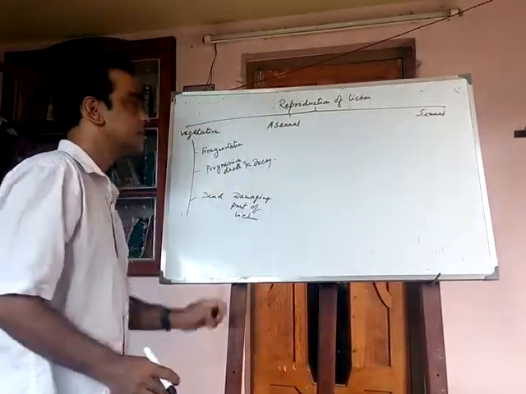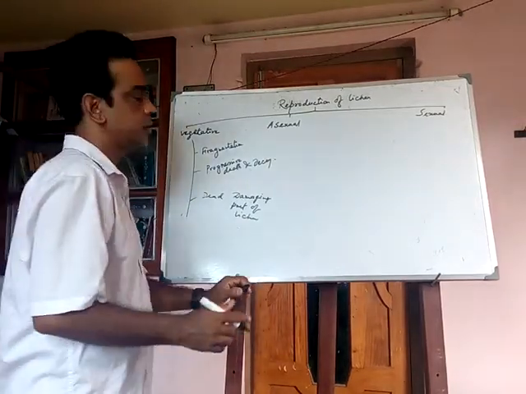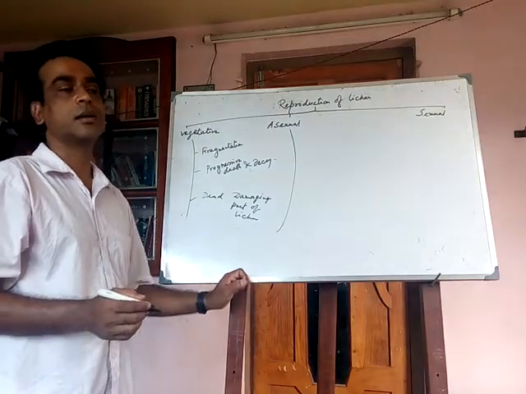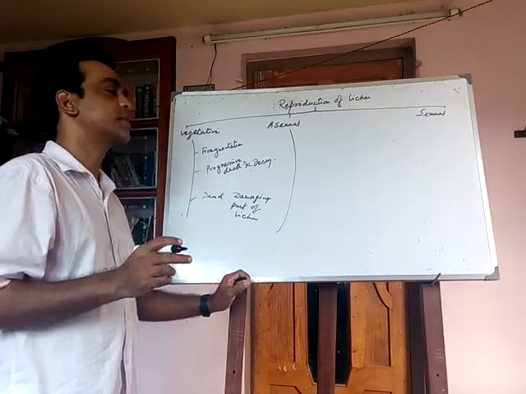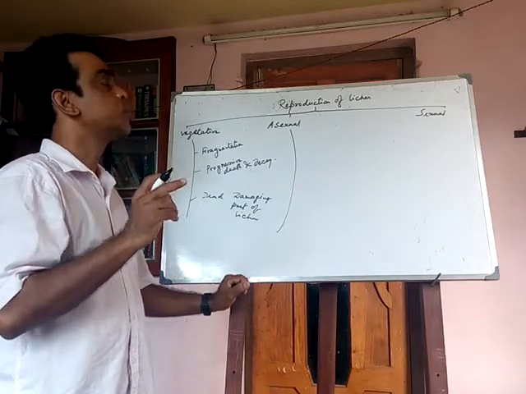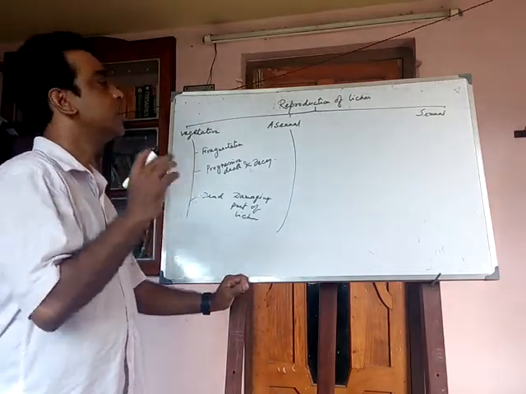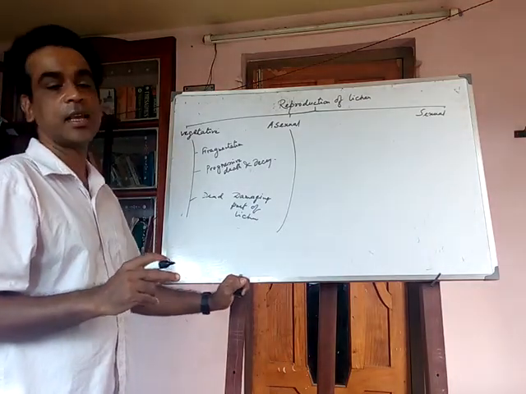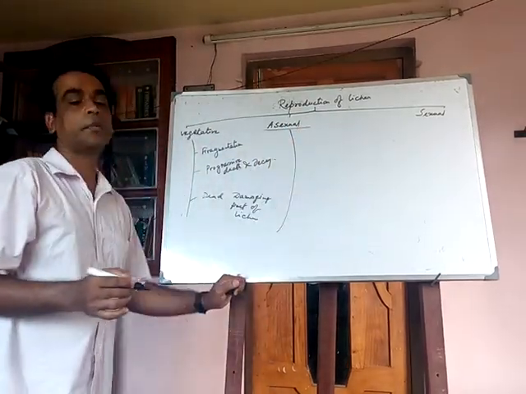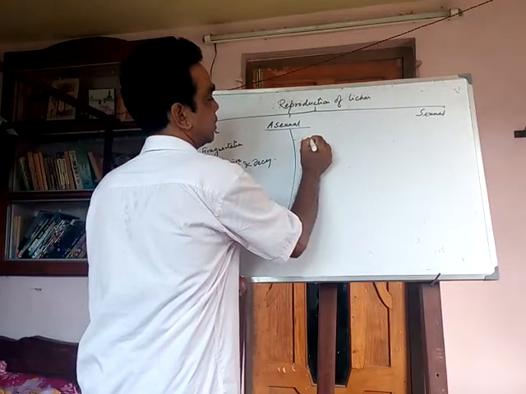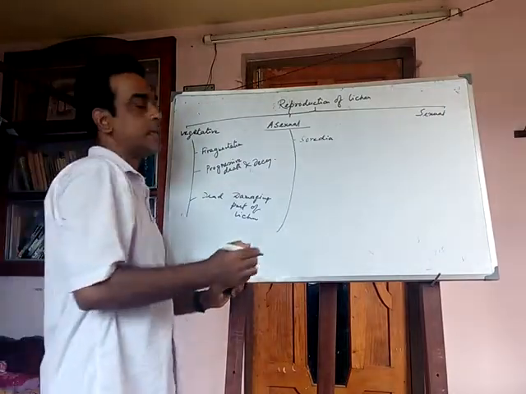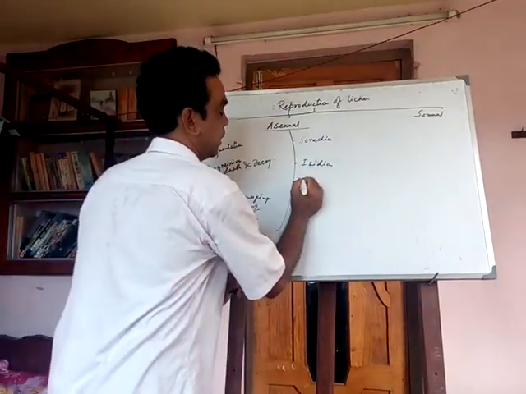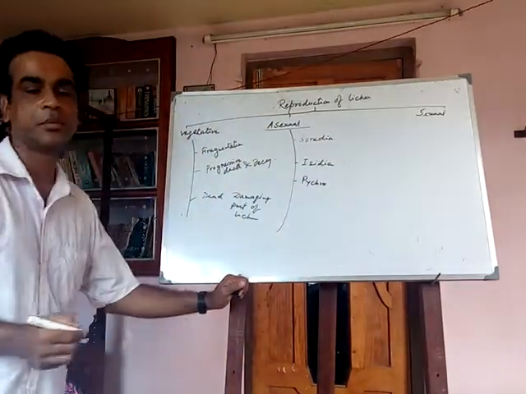Next, the asexual type of reproduction found in lichen. There are peculiar types of spores found in lichens. Lichens are made up of two organisms, algae and fungi, and both can produce spores. So asexual reproduction is determined by these types of spores: soredia, isidia, and so on.